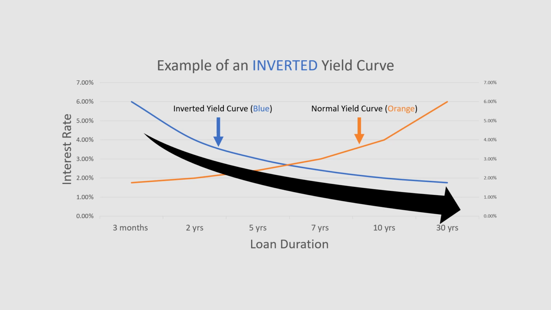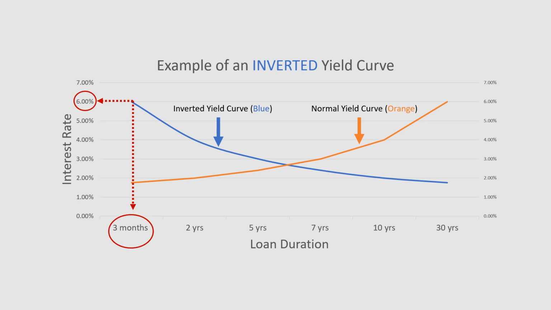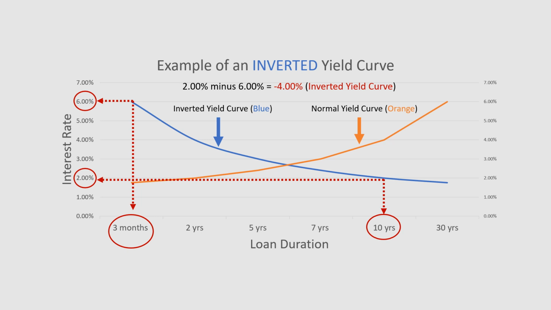But an inverted yield curve, indicated by the blue line here, slopes downward. The shortest duration loans have the highest interest rate, and the longer duration loans have the lower interest rate. So when the 10-year rate minus the 3-month rate is negative, the yield curve slopes downward and is an inverted yield curve, since 2% minus 6% is negative 4%. The long-term interest rate is less than the short-term interest rate. This doesn't happen often in financial markets, so it's something worth looking into.